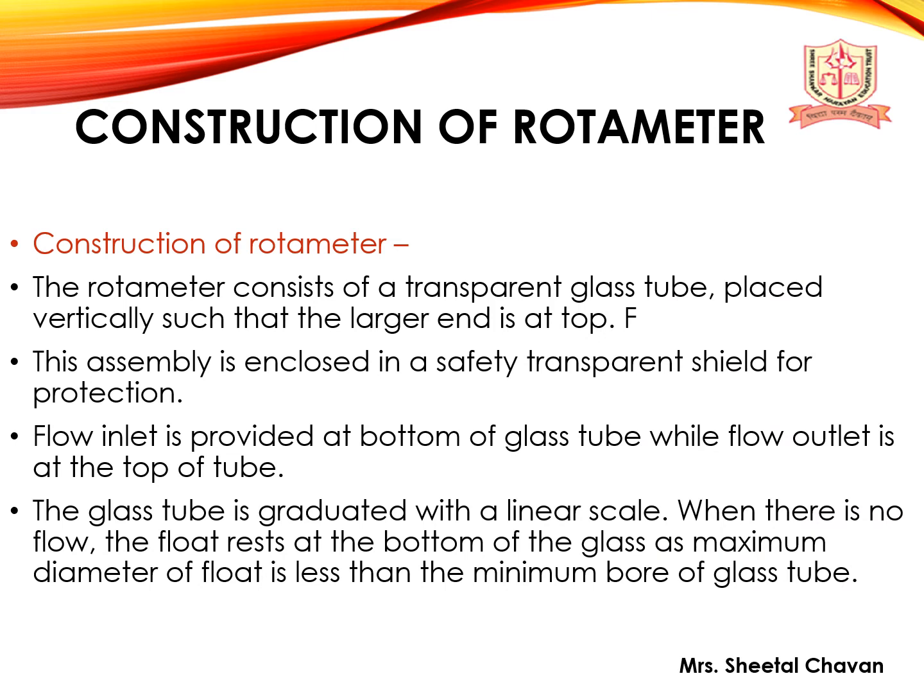Now let's see the construction of the rotameter. The rotameter consists of a transparent glass tube placed vertically such that the large end is at the top. This assembly is enclosed in a safety transparent shield for protection. The flow inlet is provided at the bottom of the glass tube while the flow outlet is at the top of the tube. The glass tube is graduated with a linear scale. When there is no flow, the float rests at the bottom of the glass as the maximum diameter of the float is less than the minimum bore of the glass tube.